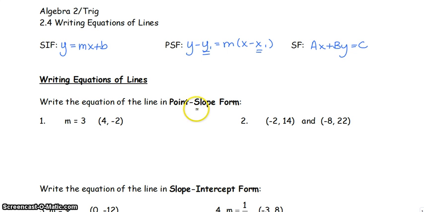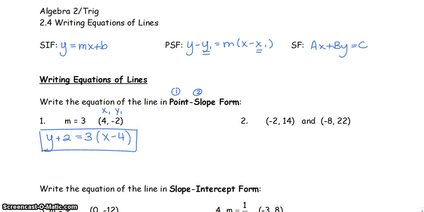If you want to write it in point slope form, you need two things. One, a point, and two, a slope. So our slope is 3, our point is 4 comma negative 2. This is our x1, this is our y1. So we go to our point slope form, and according to the general form, it's y minus y1, and in this case it's minus a negative 2, which makes it a positive 2, equals m, our slope, and m is 3 in this case, parentheses x minus x1, and our x1 is 4. And you're done. So all you're doing for point slope form is plugging in the point and the slope.